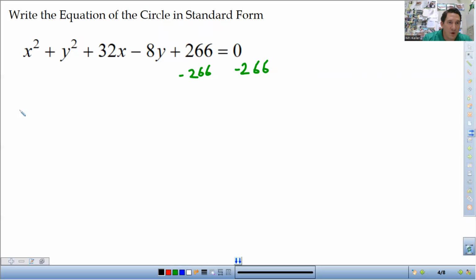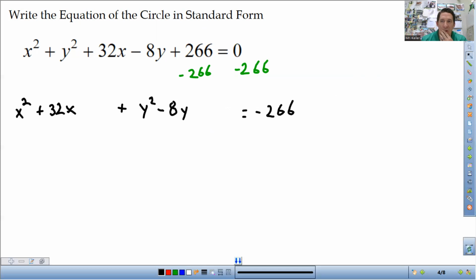Then I'm going to reorganize some things. So it's going to be x squared plus 32x next to it. Going to give some space after 32x, and it's going to be y squared minus 8y is equal to negative 266. Right. Separation helps keep track of things.